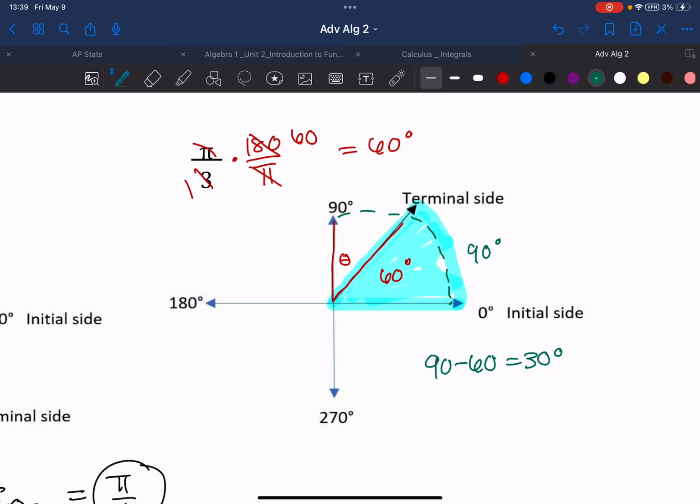But since my answer was in radians, I need to turn it back into radians. So this is 30 over 1 times pi over 180.